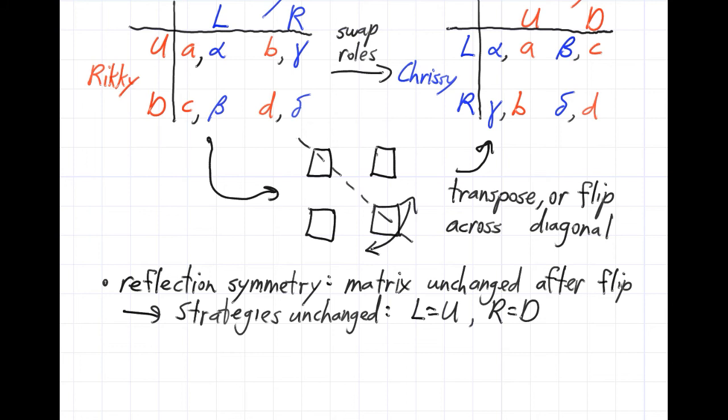And likewise, the payoffs also have to be unchanged after the flip. That means that not just the boxes have to be the same, not just A and alpha have to be the same here as alpha and A, but the individual elements, the payoff to the row player, for example, here, has to be the same as the payoff to the row player here, which means that A is alpha, and likewise, B is beta, C is gamma, and D is delta.